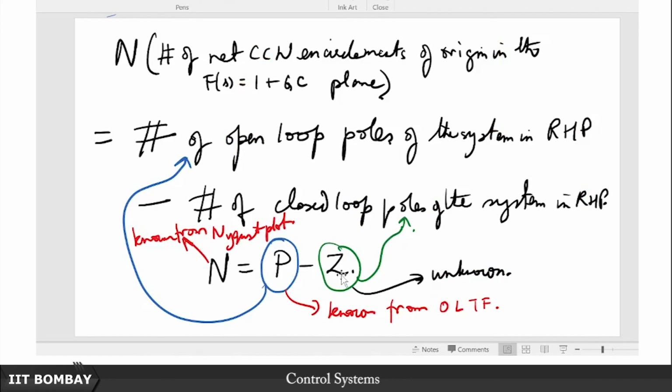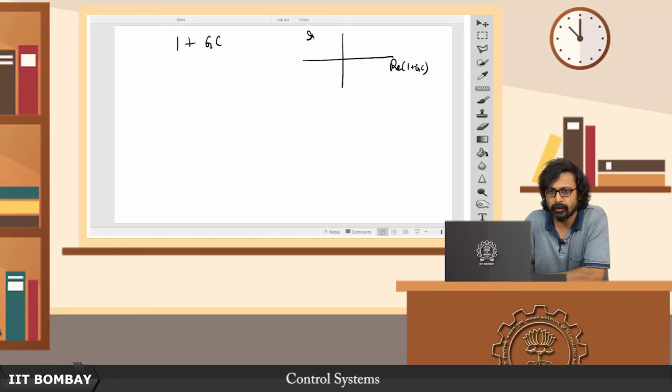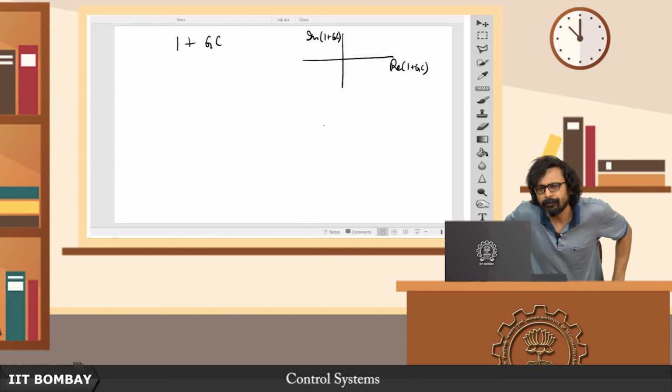By applying this formula, you can actually count the number of closed loop poles in this forbidden region, that is this right half plane. Before we conclude, I would like to add one thing. You see, it is this 1 plus GC that we are plotting, and we are trying to find out its encirclements about this origin. So if this is my real part of 1 plus GC, and this is my imaginary part of 1 plus GC, it seems like a bit of an artificial construction, no?